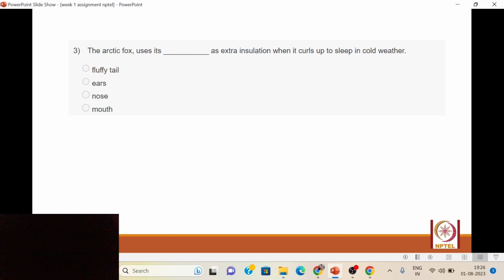Third, the Arctic fox uses its dash as an extra insulation when it curls up to sleep in cold weather.